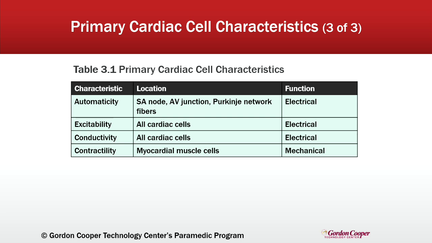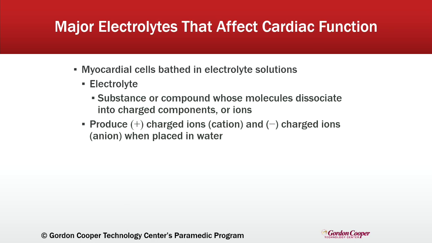So this table just shows you all four of the characteristics we talked about, where they're located, and what function we see. We see automaticity in the SA node, the AV junction, and the Purkinje network fibers. There's no reason to just walk you through this. You're able to look at that and figure it out.